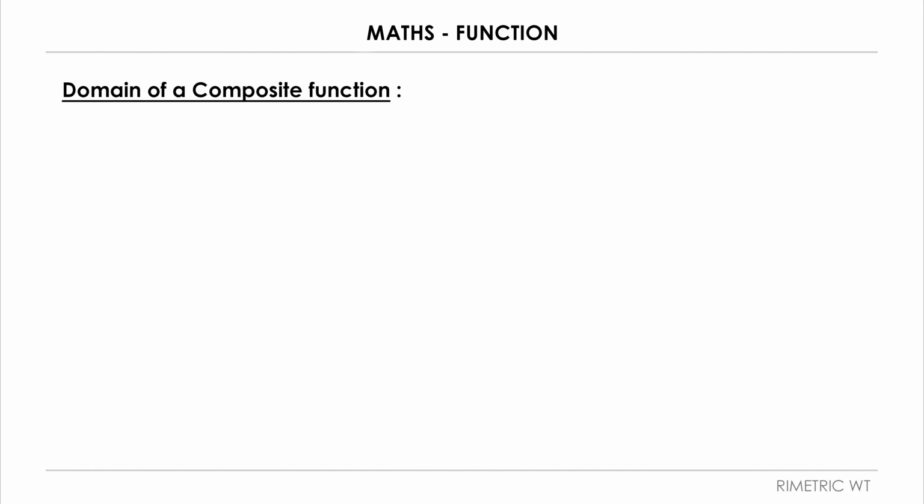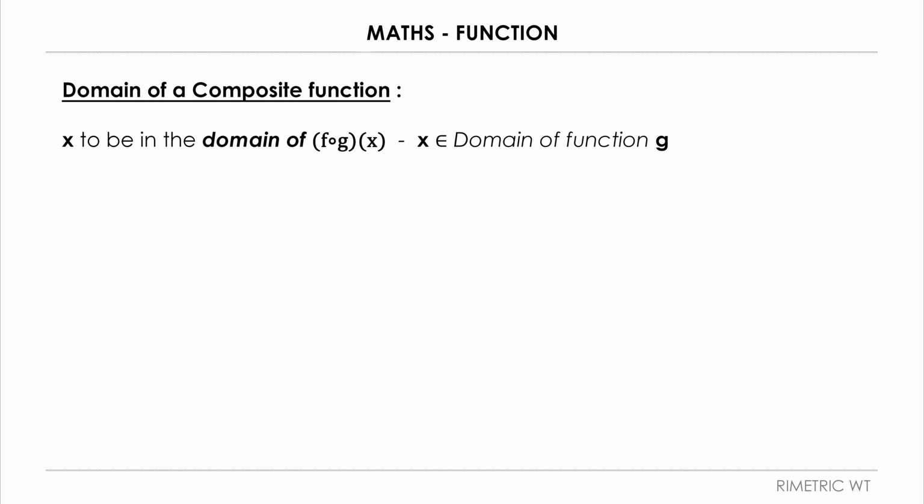For a value of x to be included in the domain of the composite function f composed with g, it must first be included in the domain of g. Then, the output generated by g for that value of x, which is g of x, must also be included in the domain of f. If both of these conditions are satisfied, then we can say that x is included in the domain of the composite function f circle g.